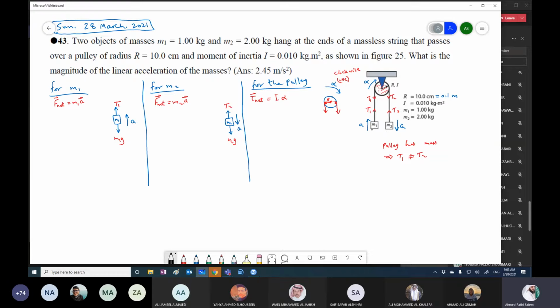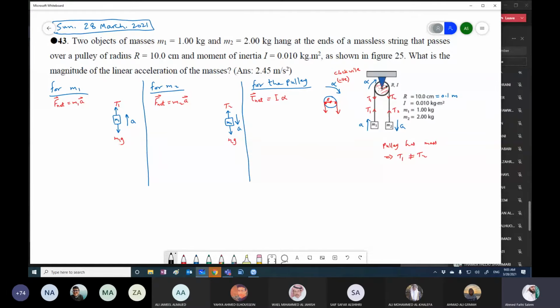M1 and M2 are moving linearly. They leave their position, translational motion. So we apply F net equals MA. But for the pulley, it is in its place but rotating. So we will apply torque net equals I alpha. For M1, tension upward, M1G downward, and acceleration is upward.